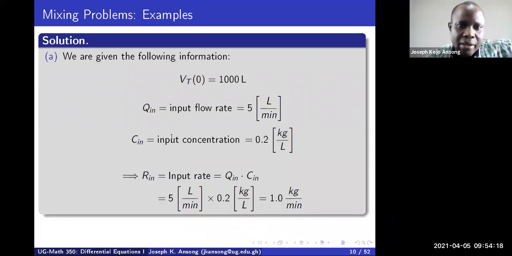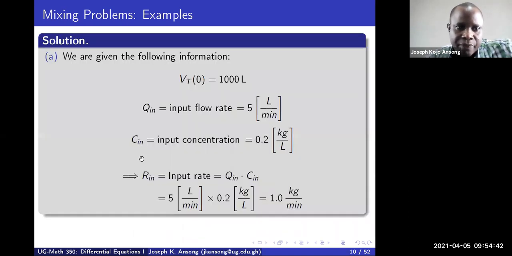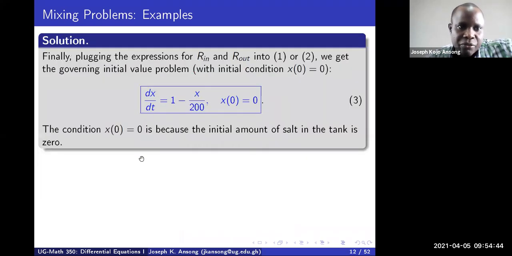So if I go back, determine the initial value problem governing the question. So we have that. All right. From there, then we can solve B and C. B says determine when the concentration of salt in the tank will reach this amount. So we need to solve the problem for X and also for the concentration at each time. And then we can use that to find B and C. Okay. So let's move to B.